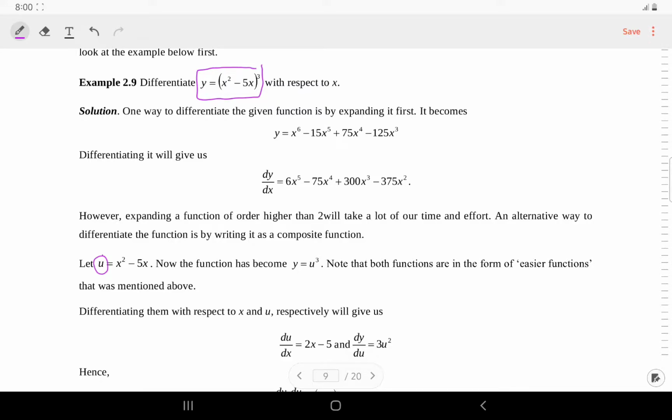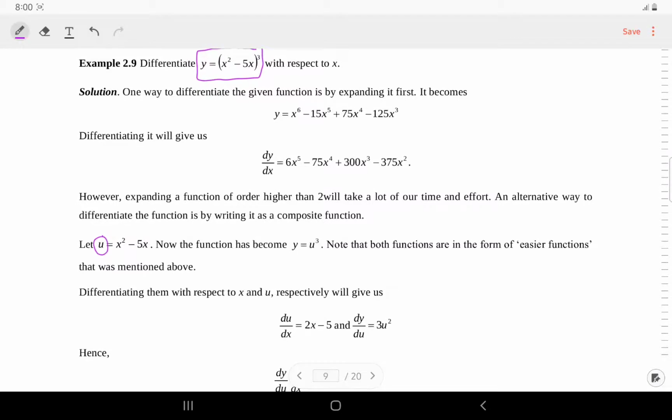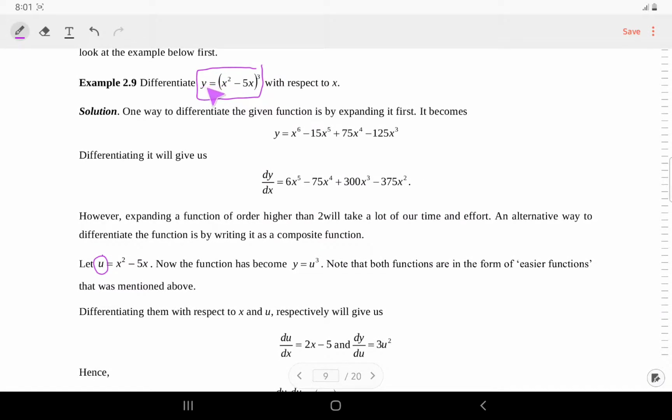Now what are we going to do next? From this assumption, from the original function, which is y equal to x squared minus 5x power of 3, when we assume u as this function, the original function will become y equal to u power of 3. It means that now we have two functions, the function of u and the function of y. We have two functions now.